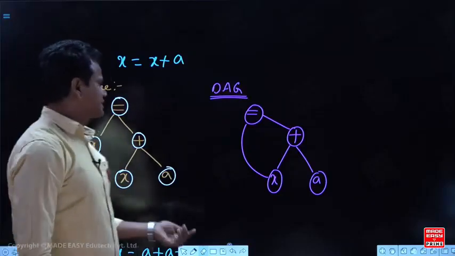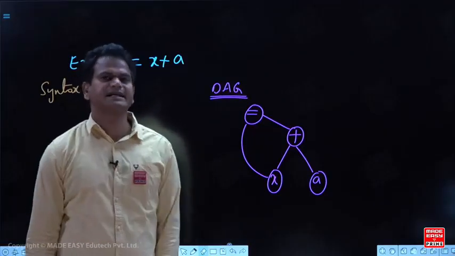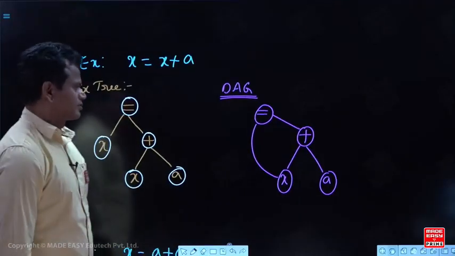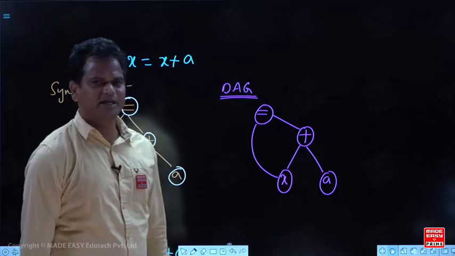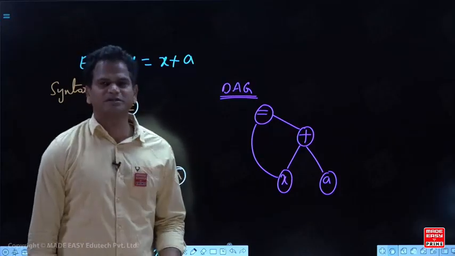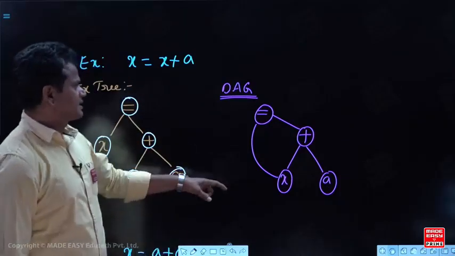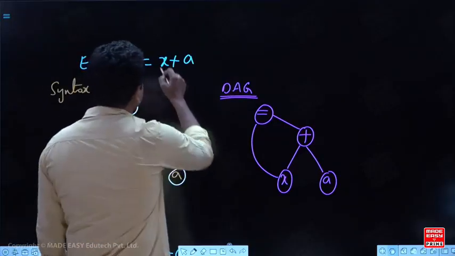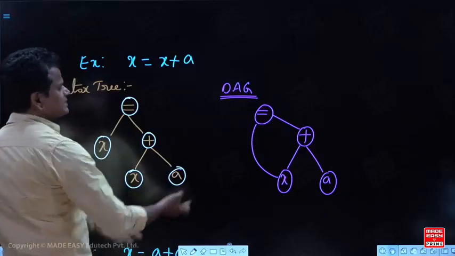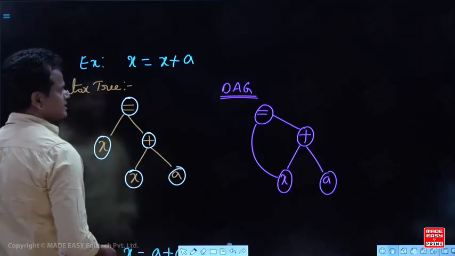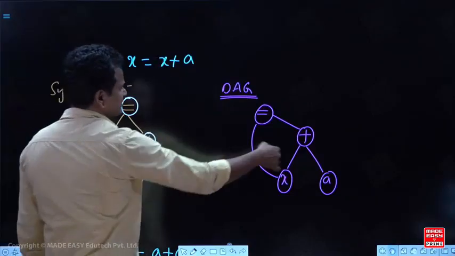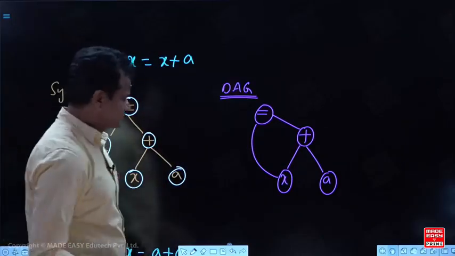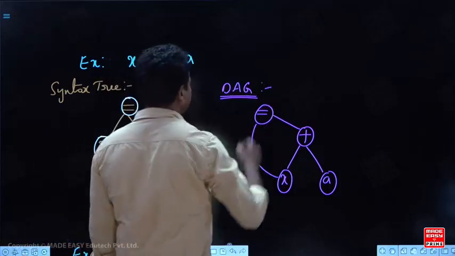So the nodes and edges may be more in the syntax tree. Why am I saying maybe? Because not every expression will be lesser in DAG compared to syntax tree. Example, if it is y plus a, then both will have the same nodes and edges. Here x is repeated, that is the reason we are reducing. If it is y plus a, then DAG and syntax tree will have the same nodes and edges.